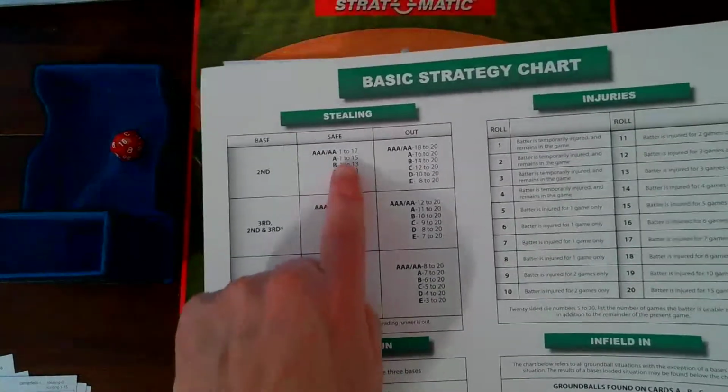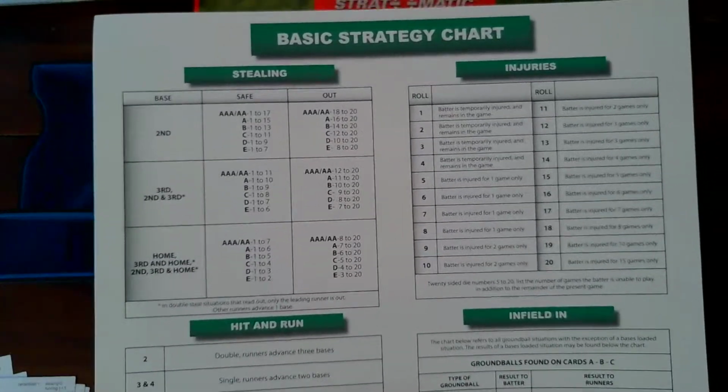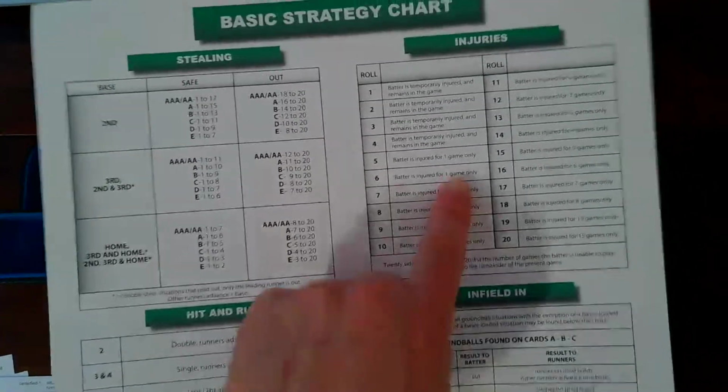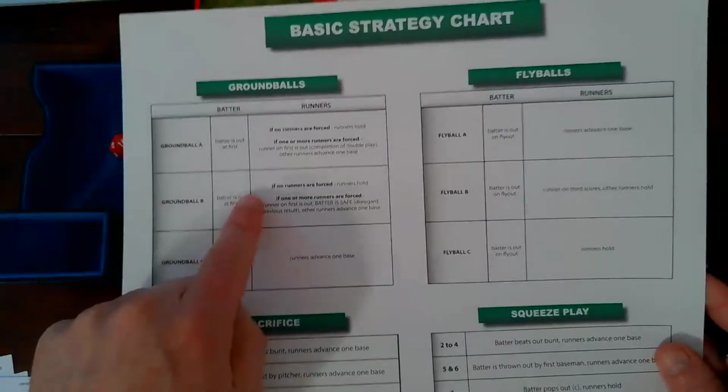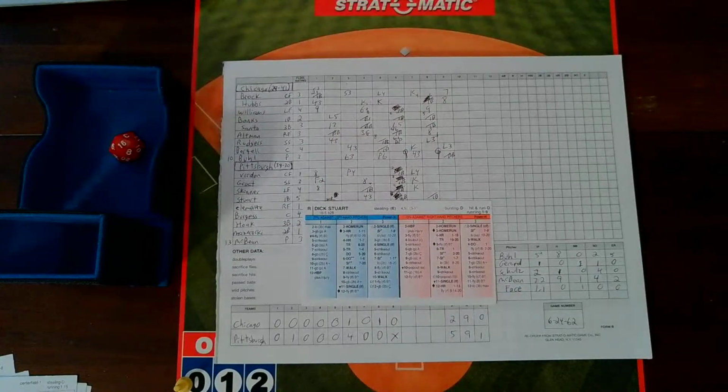Didn't really get to look at this all that much. We made one stolen base thing in the very beginning, and that was it. So let's just get a look at the basic charts here. You got injury chances here. You got the infield in here, hit and run here. Flip it over, and you got ground balls and fly balls. You got sacrifice and squeeze play. So that's what's on that chart.